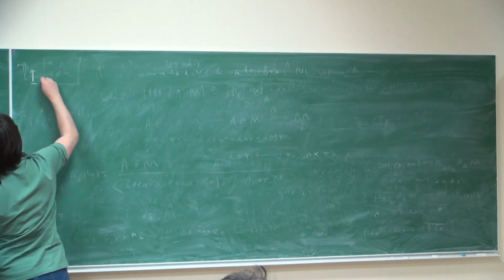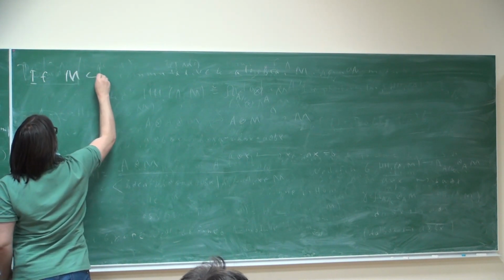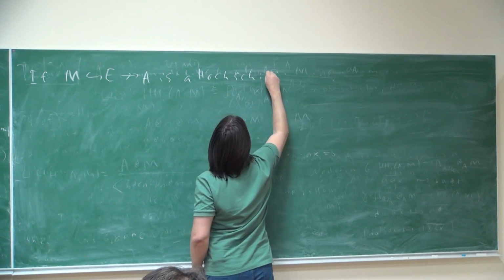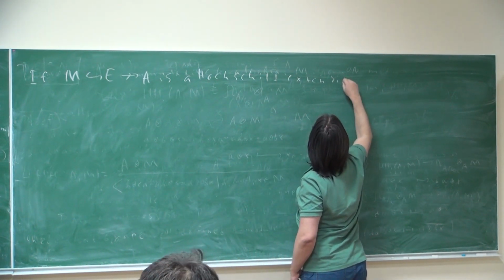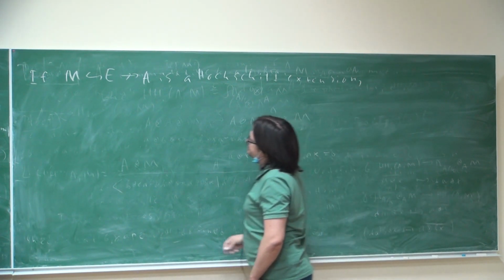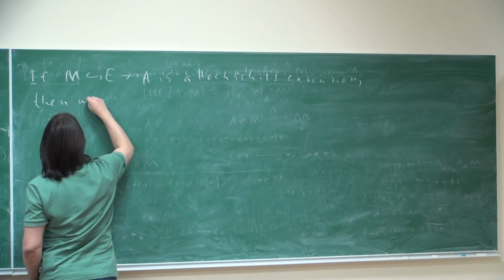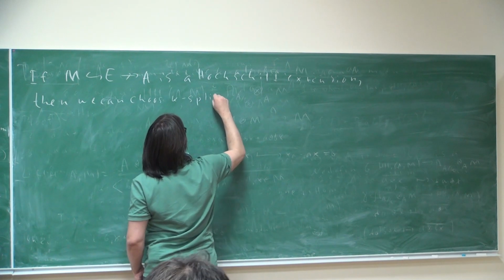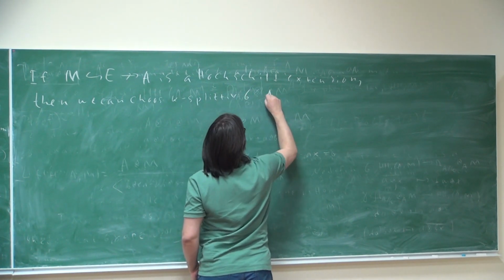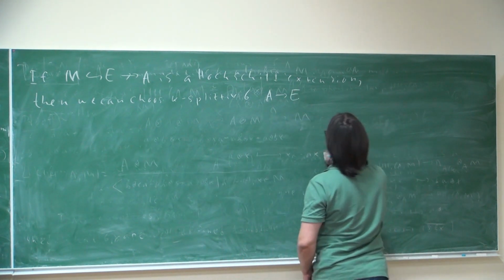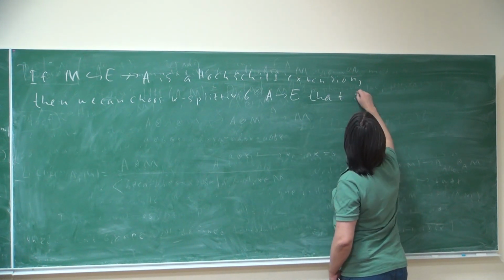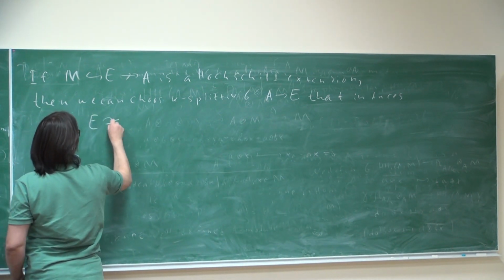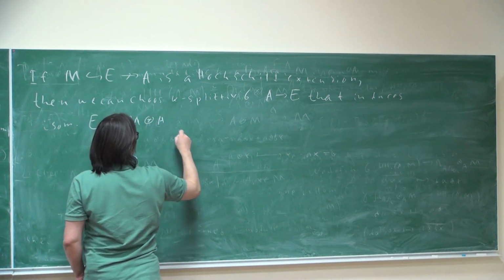So if M, E, A is a Hochschild extension, then we can choose the splitting sigma from A to E that induces an isomorphism. E is isomorphic to M plus A as a K module.